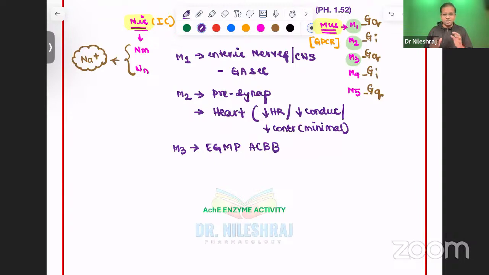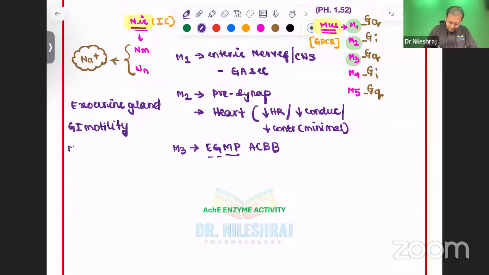EGMP, ACBB. This is a mnemonic. Remember the locations and functions of M3 receptors. E is for exocrine gland secretion. G is for GI motility.